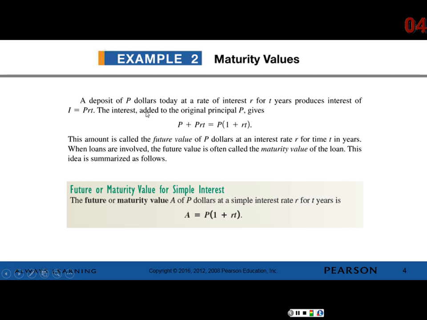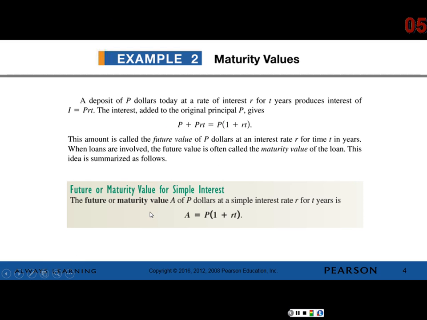So let's say that you deposit P dollars today at a rate of interest R for T years and produce interest of I equals PRT. The interest added to the original principal gives you, as I said in the last problem, it was just the amount of a loan in that case, but this time it's an investment. You take the original amount that you invested plus the amount of interest you get, and if you factor out the P's, the P comes out in front and it's P times 1 plus RT. This is still a simple interest rate formula, but it works then if you have multiple years.